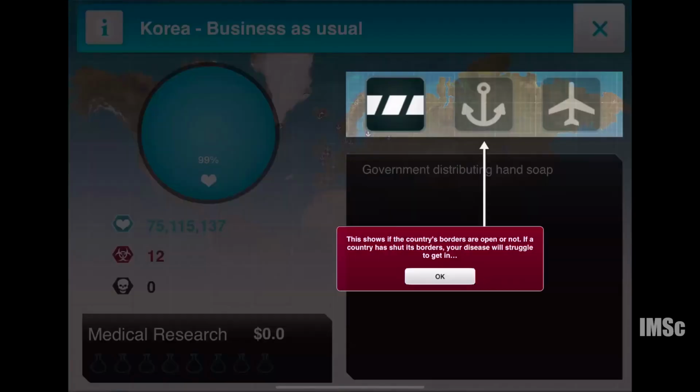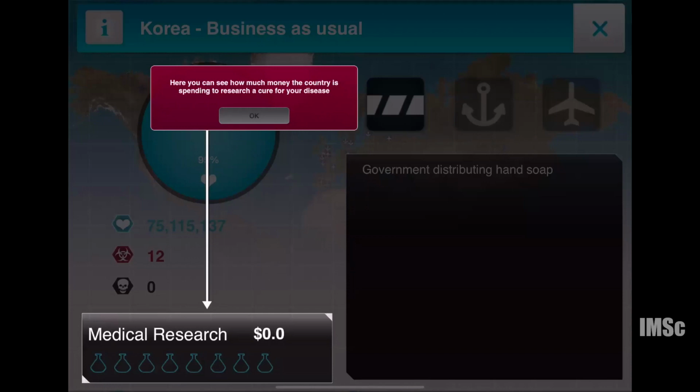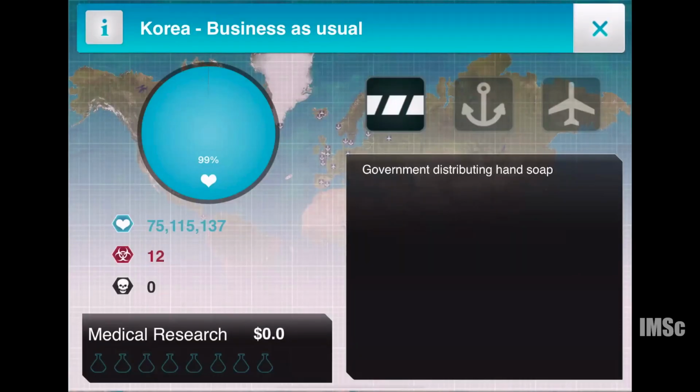Now, if you go into a country screen, it will tell us what that government is doing about it, what's happening, are they spending on medical research, are they distributing hand soap, what is their plan, how many healthy people do they have, how many people are infected, how many died. So this is country specific. We can go into it in the middle of the game whenever we need to.